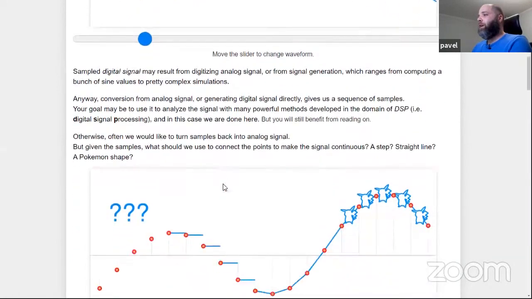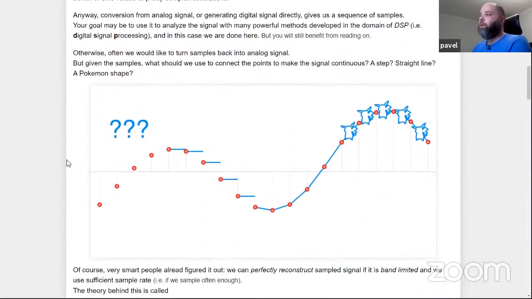So, okay, now that we got samples, if we want to just get samples and do some digital processing with it or some analysis, we can stop right there. But oftentimes, we want to get that processed digital signal back to an analog signal, to a continuous signal.